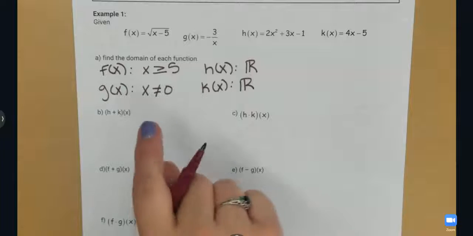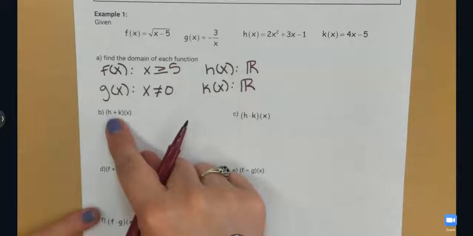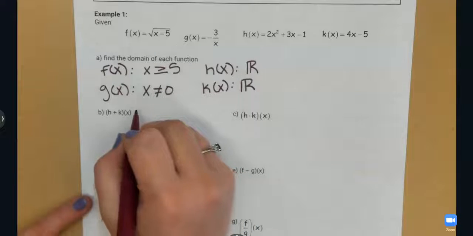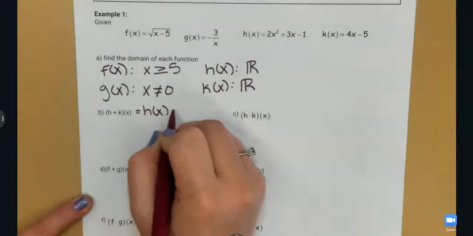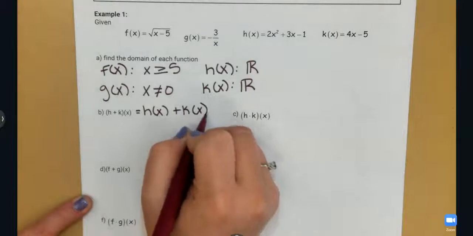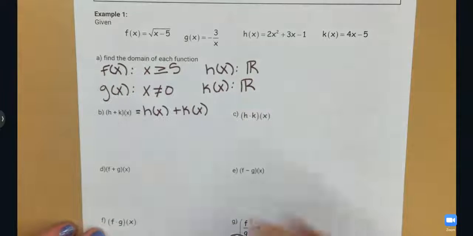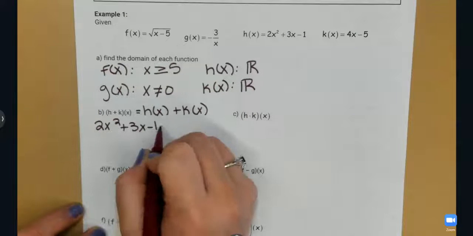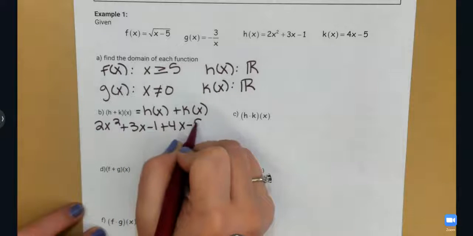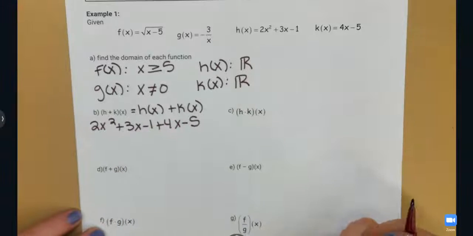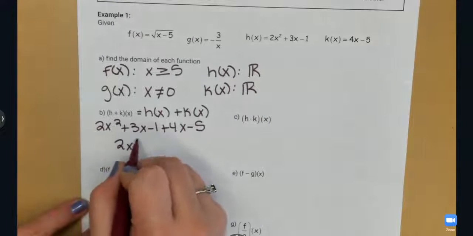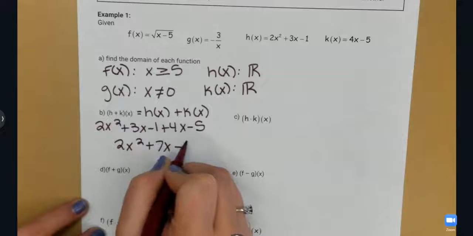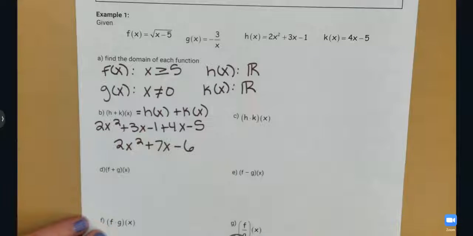So let's get into the new stuff. Operations of functions. h plus k of x. Remember, that just means I'm going to be adding my two functions together. So here's h of x and k of x. It's going to be 2x squared plus 3x minus 1 plus 4x minus 5. And now I'm just going to combine all of my like terms. And there is my final result.